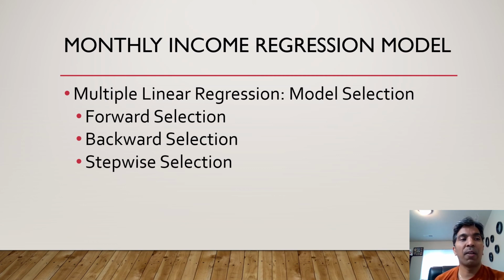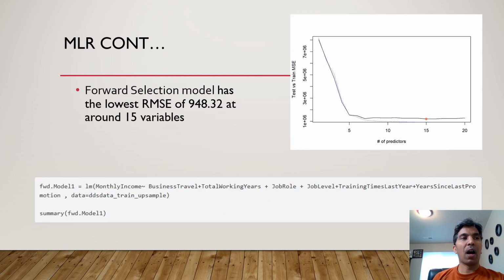In terms of the number of variables the model will use, whichever model has the lowest RMSE is the model we will go with. After running the model through the training data we were given, it has been determined that the forward selection model has the lowest RMSE at around 15 variables as seen here. The RMSE at 15 predictors is 948. We will use the forward selection model to predict monthly income for the validation file.